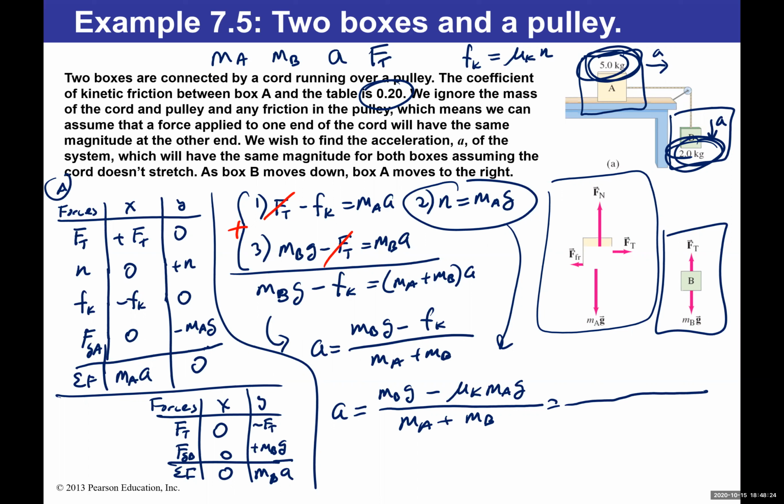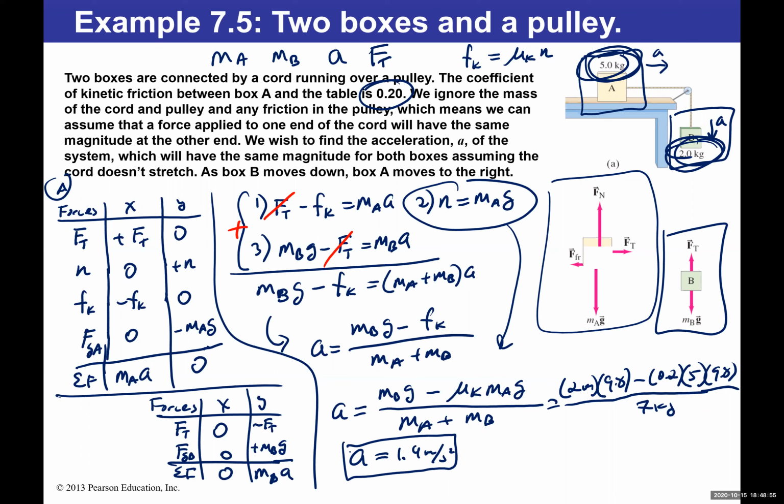All right, so 2 kilograms times 9.8, then minus 0.2 times 5 times 9.8, and divided by 7 kilograms, which is their total mass. All right, that means I can use that to calculate basically the acceleration. So then acceleration will be equal to 1.4 meters per second squared.